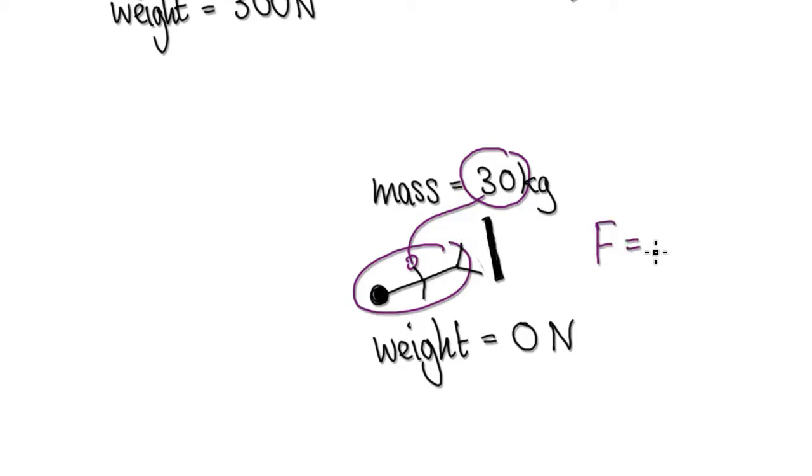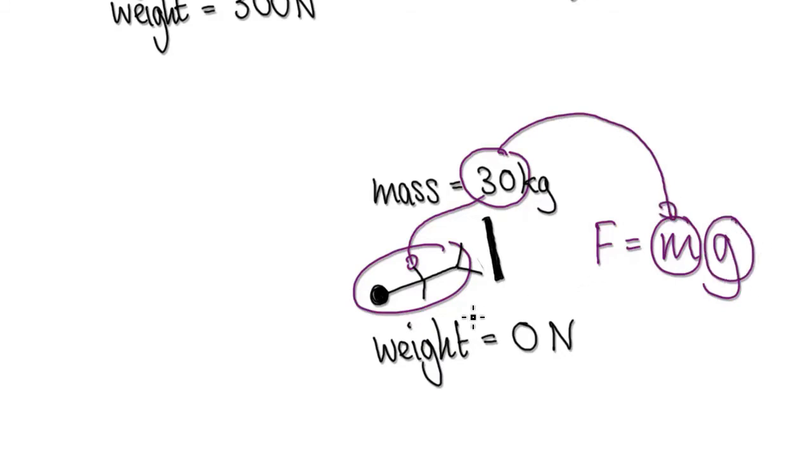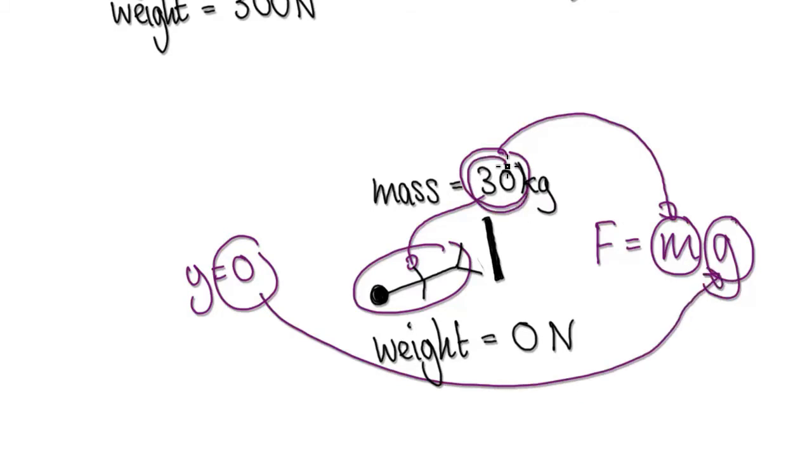F equals mg. Remember, your physics teacher in school will explain this to you. You've got to put the 30 into the m, and gravity in space is actually 0. There is no gravity in space. You're just going to float about. So you've got to put 0 into the g. Now 30 times 0 would be 0. You're not actually applying any force to this bathroom scale. So your mass in space is 30 kilograms. Your weight in space is actually 0.